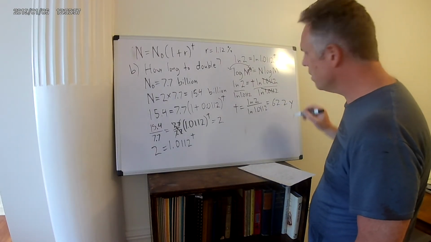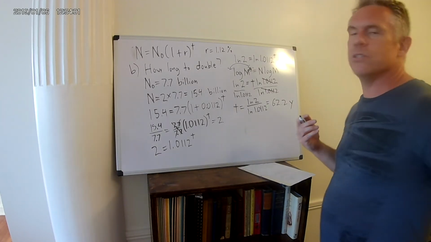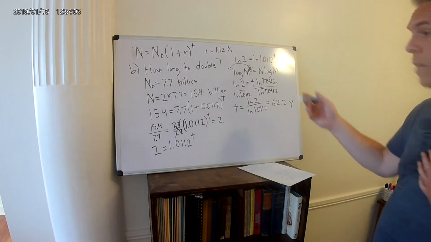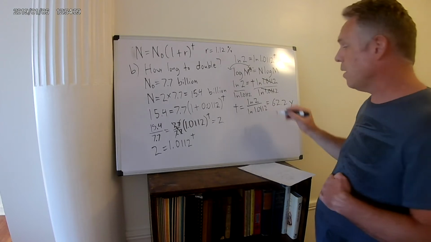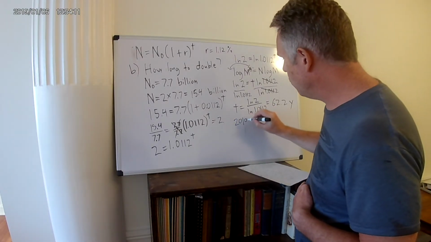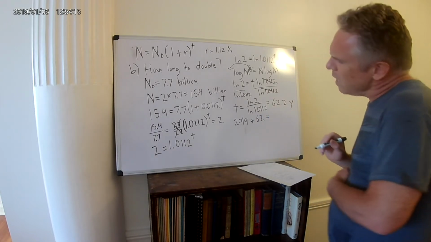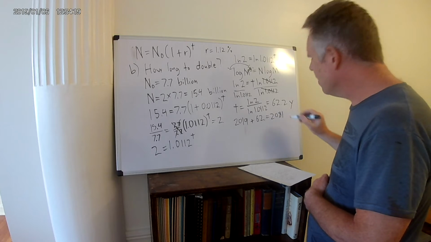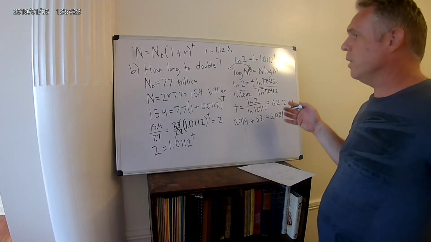62.2 years. So at the current world growth rate, it's going to take 62.2 years for the world population to double. Now, if we start in the year 2019, we'll round this off to 62, so 2019 plus 62. What does that give us? That gives us 2081. 2081 is the year in which the world population will double.